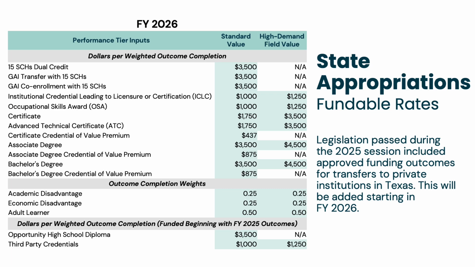And then we've got some new fundable outcomes, Opportunity High School Diploma. I don't know how many schools in the state went with that. I think there was an initial test group of maybe like 10 or 15. And then we've got third-party credentials. Again, those kind of go up to those short-term OSAs, ICLCs.